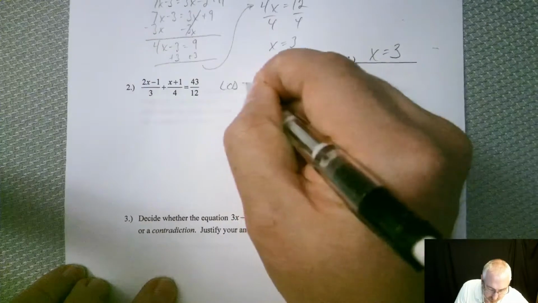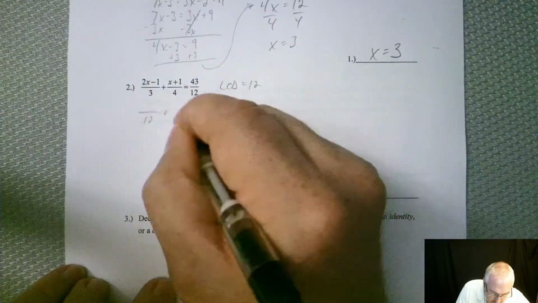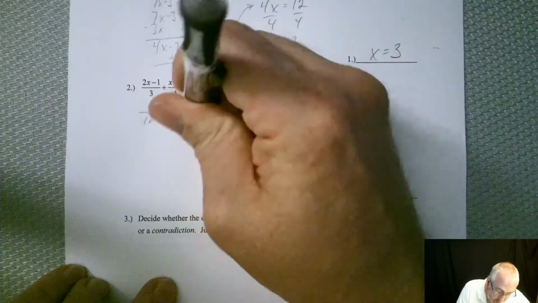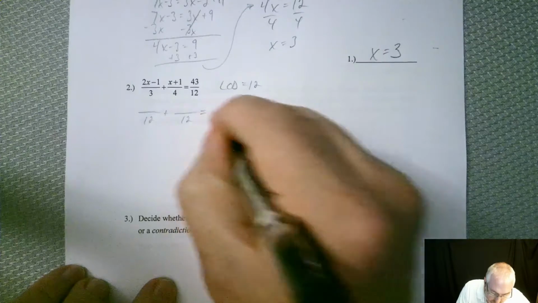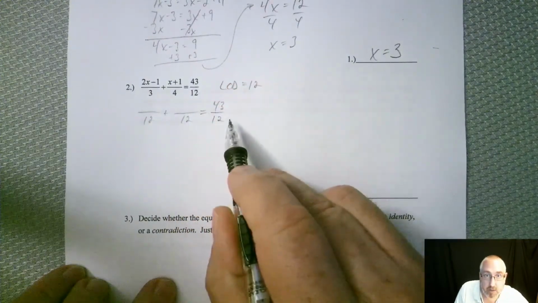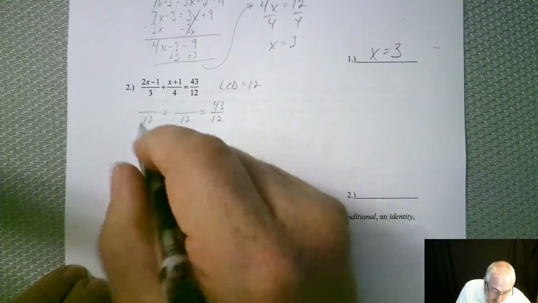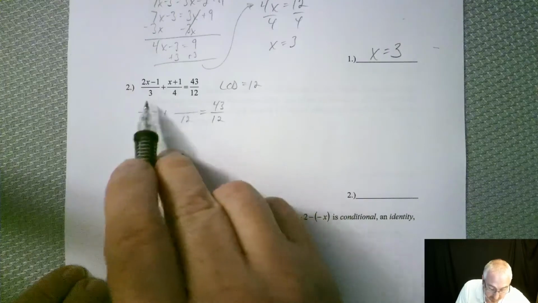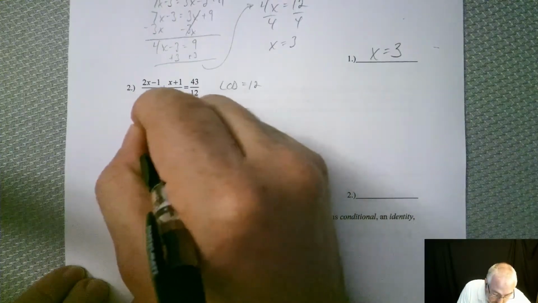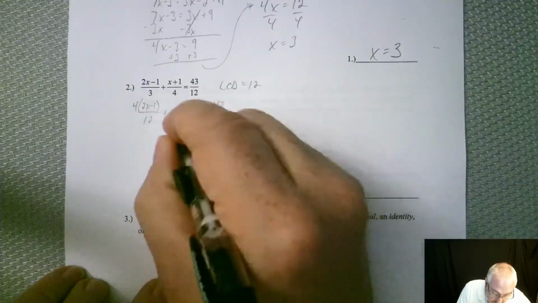So our LCD is 12, so I'm going to make all of our denominators into 12s. And make sure I put an equal sign in here. Now our last fraction is already at 12, so we don't have to do anything with the top. But on these other two, we will have to modify them. So in order to go from a 3 to a 12, we're going to have to multiply by 4. And on this one, we're going to have to multiply the top and bottom by 3.